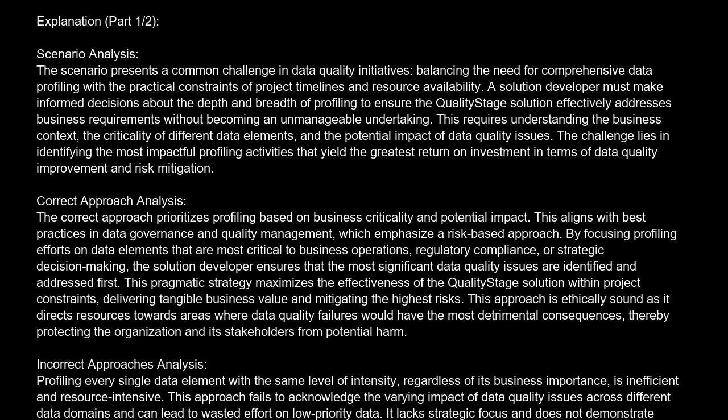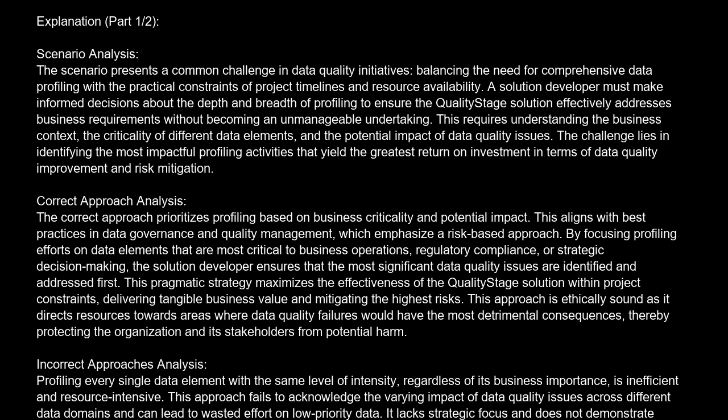Correct answer is C. Conduct a comprehensive, in-depth profiling of every single data element within the dataset to ensure absolute completeness. Explanation. Scenario analysis. The scenario presents a common challenge in data quality initiatives, balancing the need for comprehensive data profiling with the practical constraints of project timelines and resource availability. A solution developer must make informed decisions about the depth and breadth of profiling to ensure the QualityStage solution effectively addresses business requirements without becoming an unmanageable undertaking.